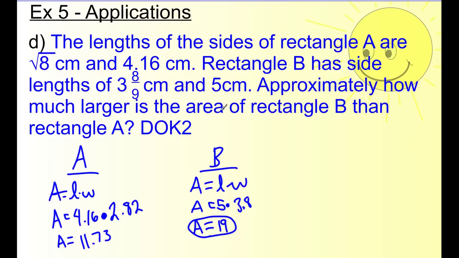Approximately how much larger is the area of rectangle B than rectangle A? So we know that rectangle B is bigger, but we didn't answer the question. How much bigger is B than A? If you're trying to find out how much bigger something is, or how much smaller, or what is the difference, you're going to subtract the two things. So I'm going to take rectangle B minus rectangle A. 19 minus 11.73, and that will tell me the difference.